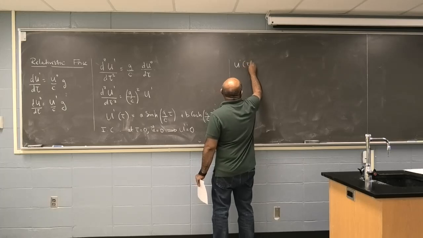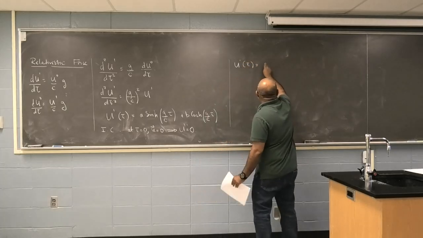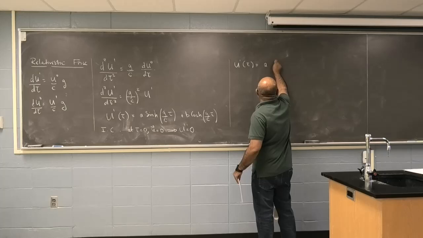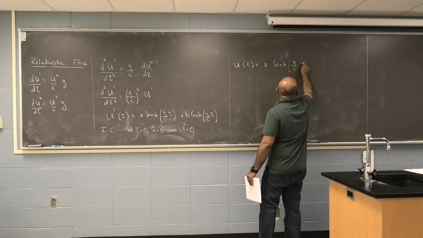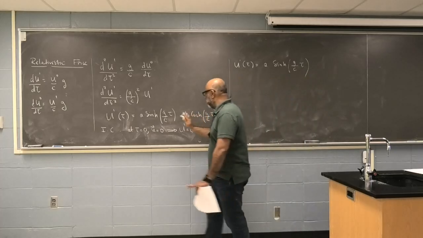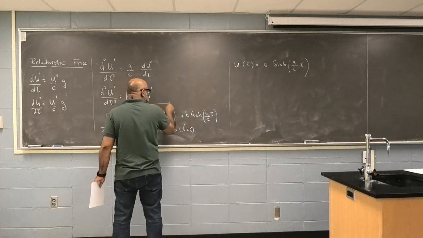u1 of tau equals some constant. Oh, I should have mentioned, A and B are what? They are 4 vectors. No, sorry. I should have clarified. These guys.